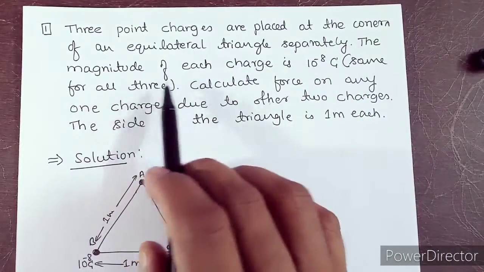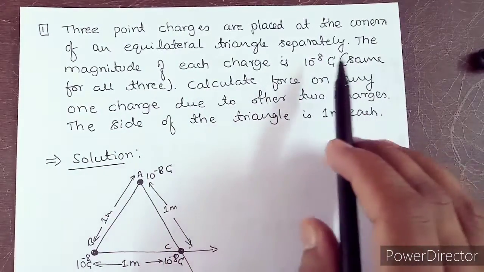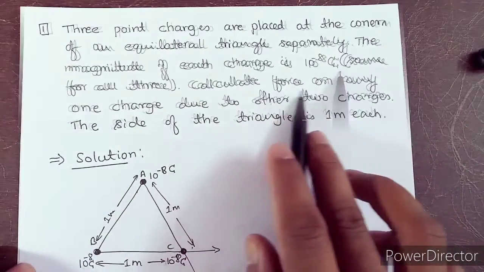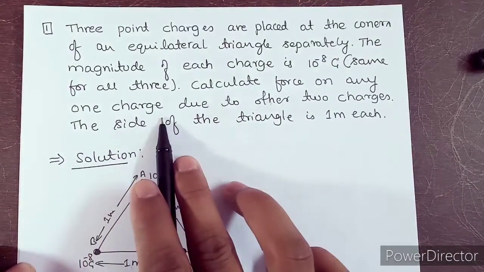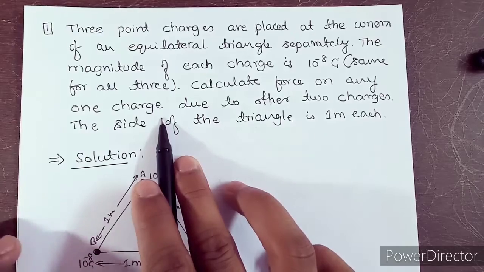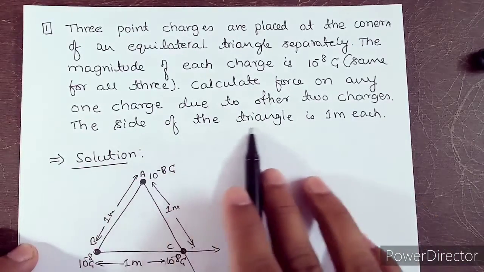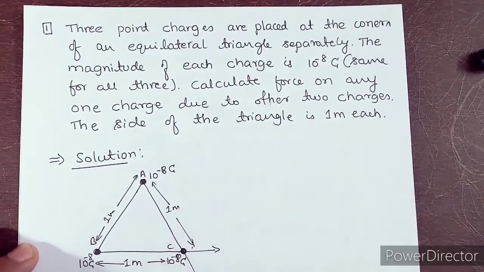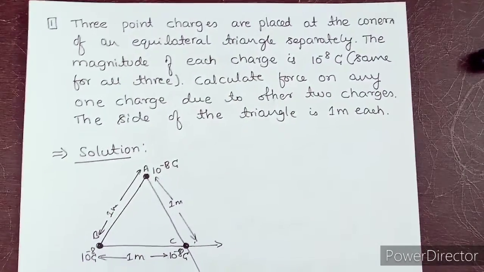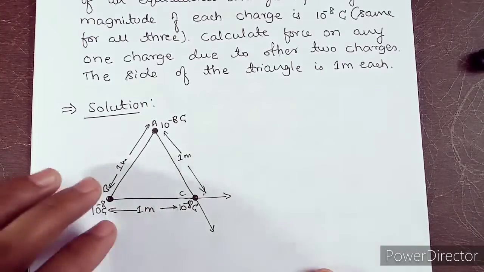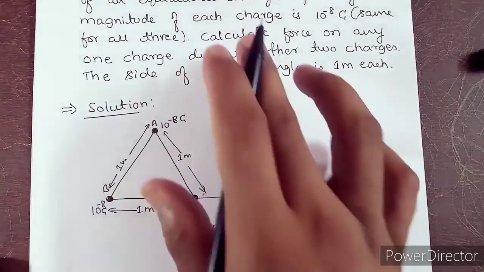The magnitude of each charge is 10 to the power minus 8 coulomb. Calculate the force on any one of these charges due to the other two charges. Okay, the side of the triangle is 1 meter each. This is a very easy question. Okay, so this is the diagrammatic representation of this theory.